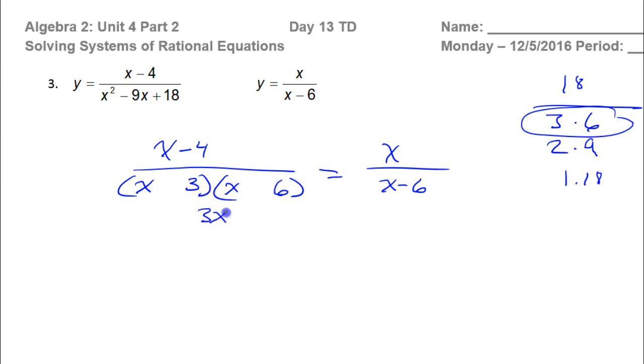Inner I have 3x, outer I have 6x. I need a middle of -9. So to get a -9, both of these will need to be negative. And a negative times negative is a positive for the positive 18.